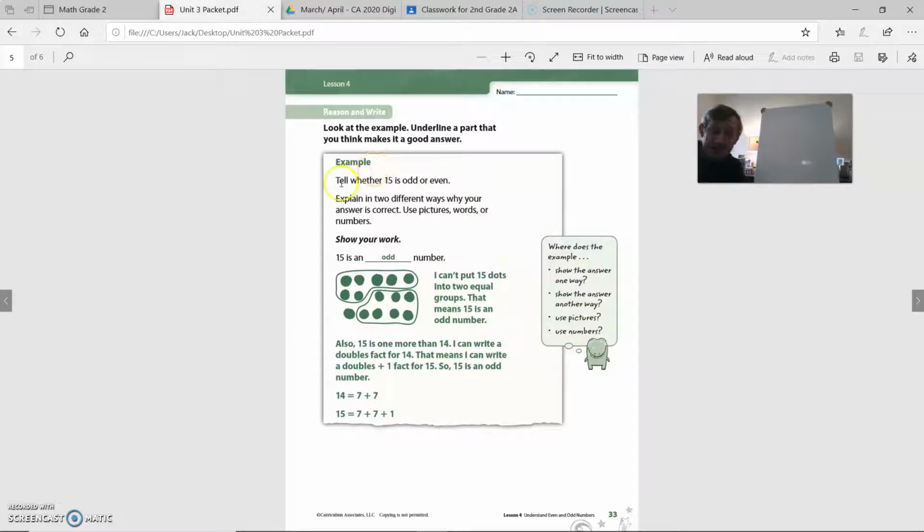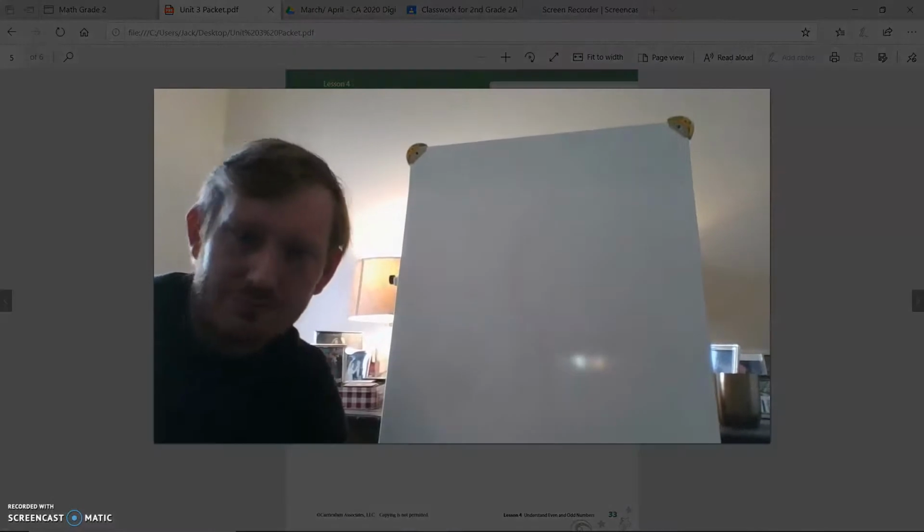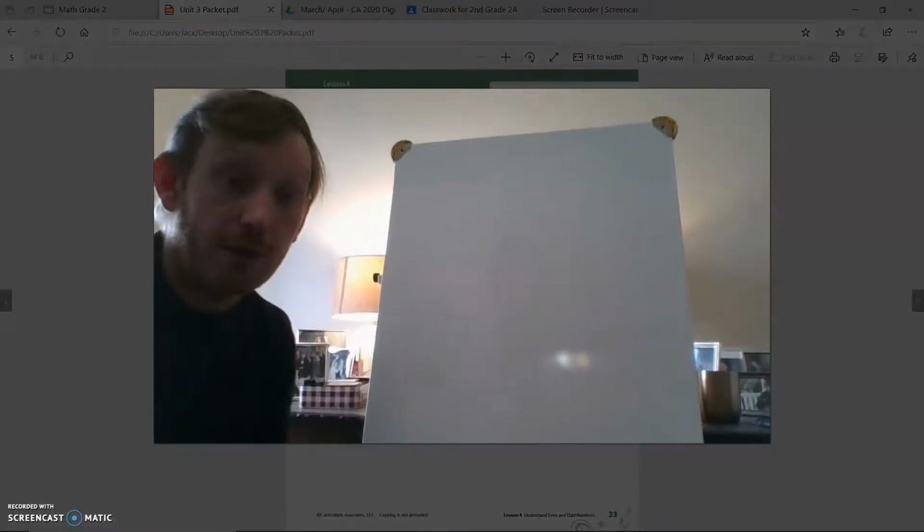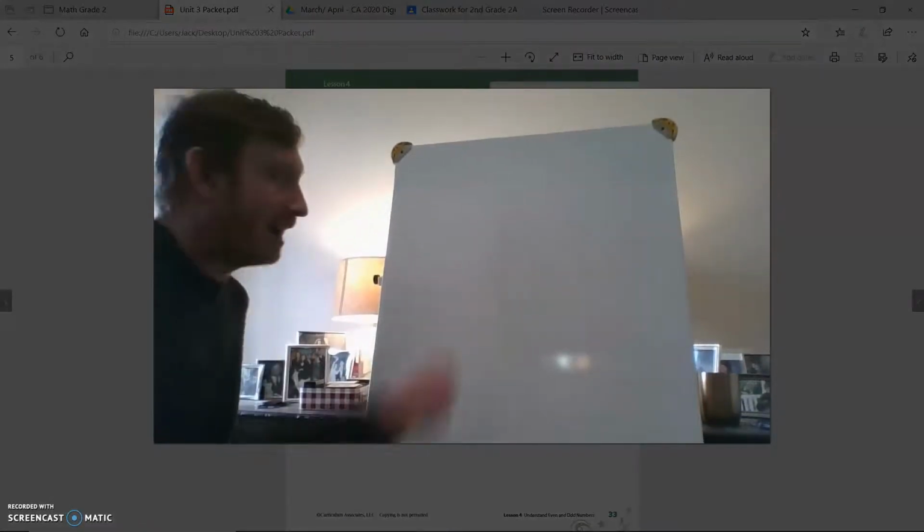The question is, tell whether 15 is odd or even. Explain in 2 different ways why your answer is correct. Use pictures, words, or numbers, and show your work. So we're going to use numbers and we're going to use a picture to tell whether 15 is odd or even. First thing we're going to do is we're going to draw a picture. So we have 15.